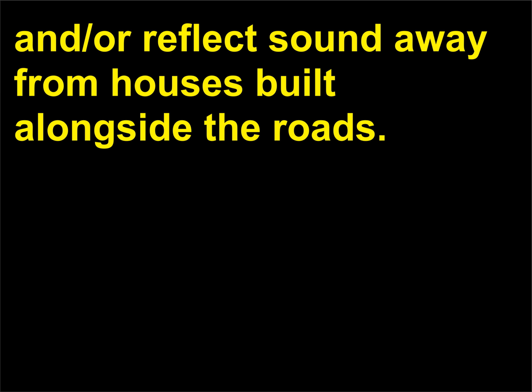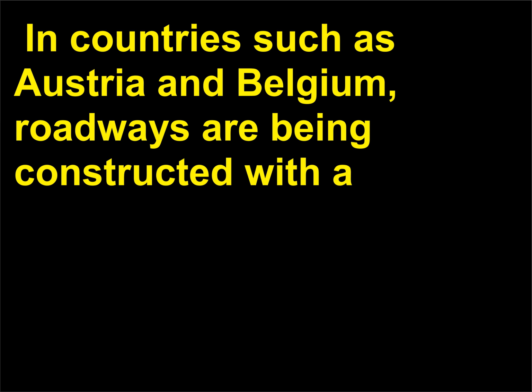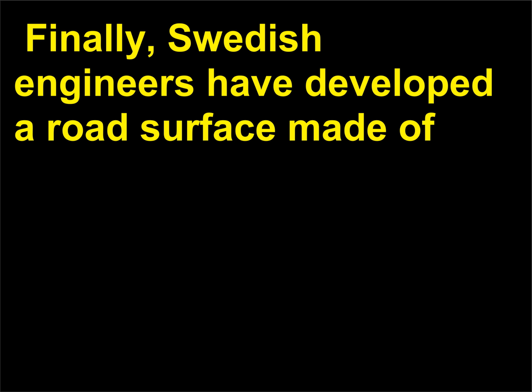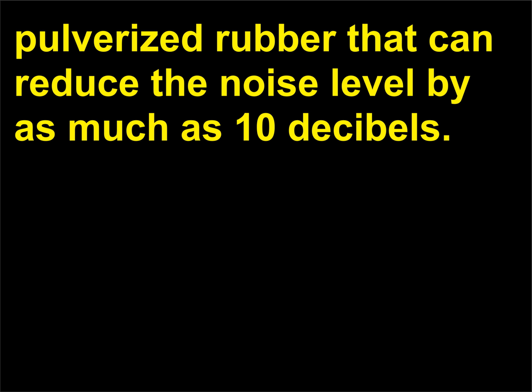Sound barriers have been installed along many highways to absorb and scatter or reflect sound away from houses built alongside the roads. In countries such as Austria and Belgium, roadways are being constructed with a material called whisper concrete that engineers claim reduces noise by 5 decibels. Finally, Swedish engineers have developed a road surface made of pulverized rubber that can reduce the noise level by as much as 10 decibels.